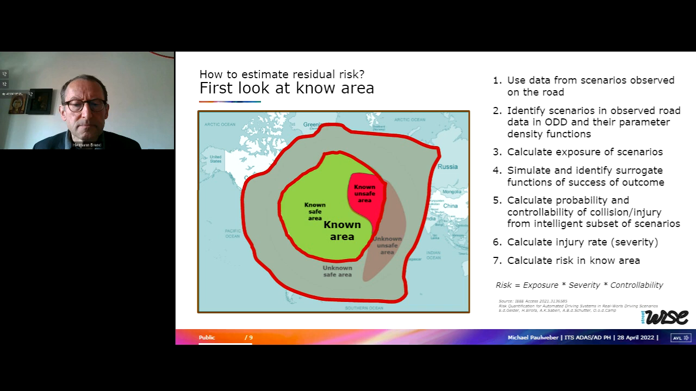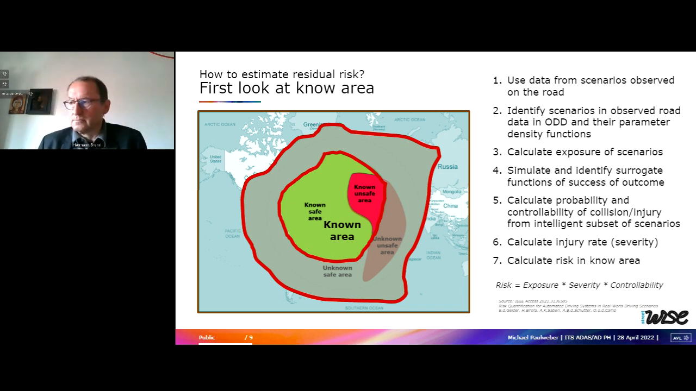You can then split into different scenario parameters. The scenario parameters have certain parameter density functions. There are certain parameters which are more likely to occur, others which are very seldom. Then you can calculate the exposure of the different scenarios within your ODD, which are more likely, which are less likely. You can simulate and identify surrogate functions of these different scenarios and evaluate the success of the outcome.